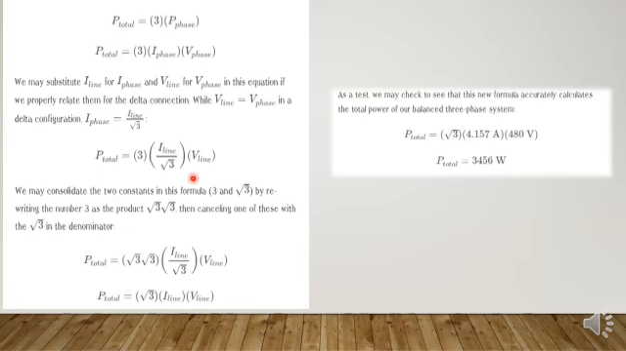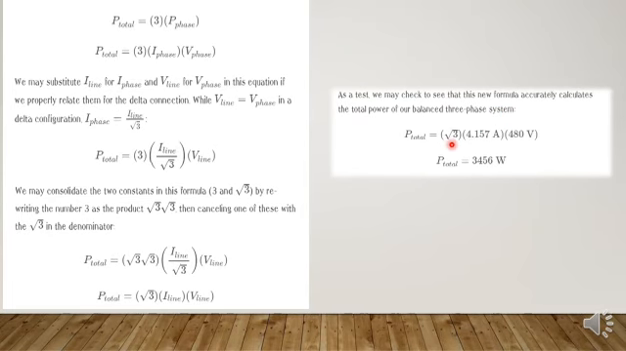Nakikita nyo naman yan. We may consolidate the two constants in this formula, 3 and the square root of 3, by rewriting the number 3 as the product square root of 3 times square root of 3, then cancelling one of these with the square root of 3 in the denominator. So, na-cancel siya dito. So, as a test, we may check to see that this new formula accurately calculates the total power of our balanced three-phase system.